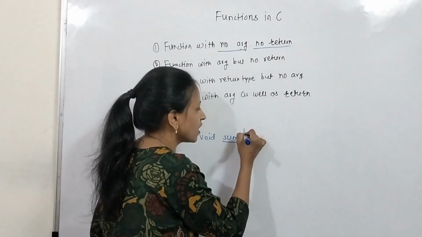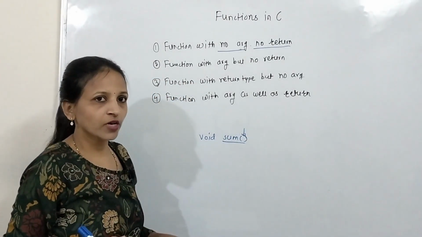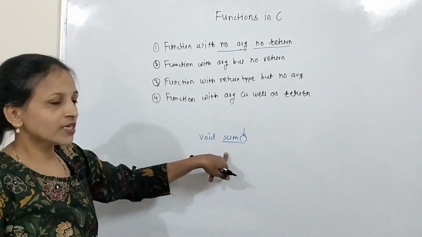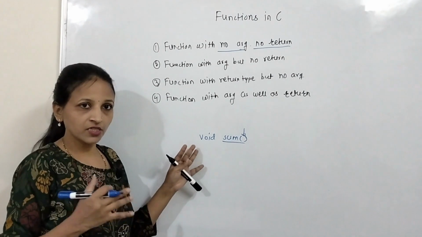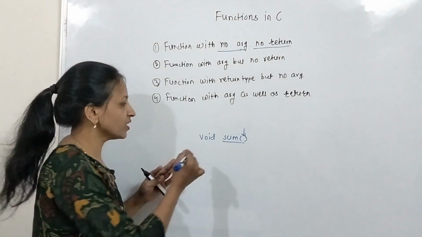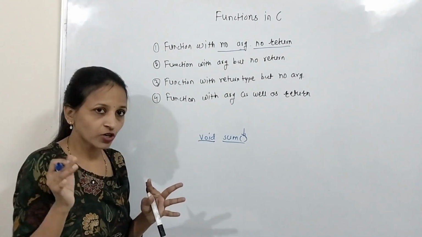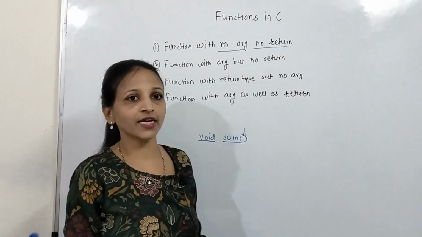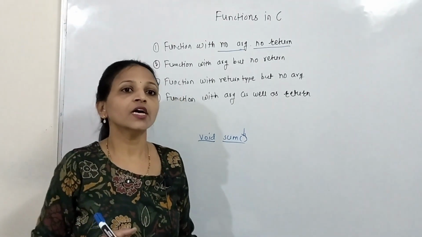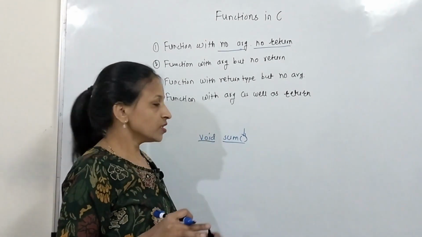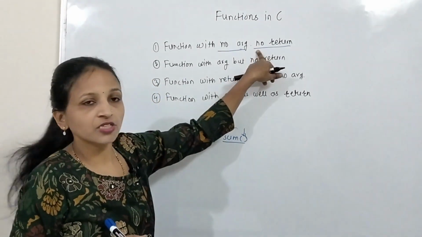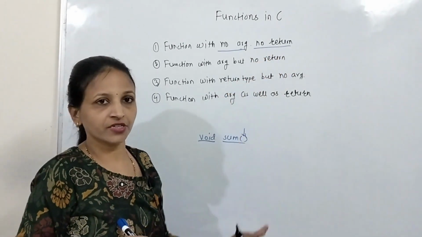Then what is this here? I am not passing any argument. Okay, and see again I am not returning anything to that function outside or anything from that function outside. That's why we have to write here void. We already discussed, if function is not returning anything outside, then we have to mention return type of that function as a void. This type of function is nothing but function with no argument, no return.